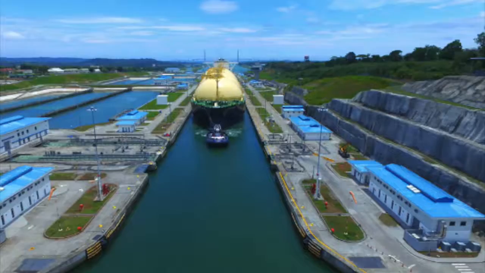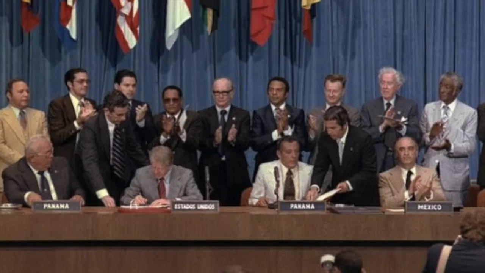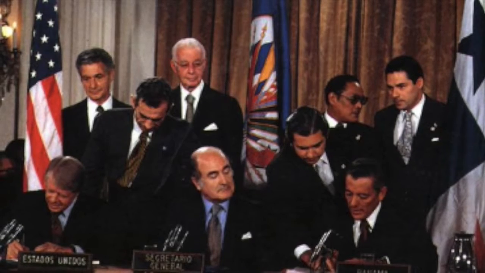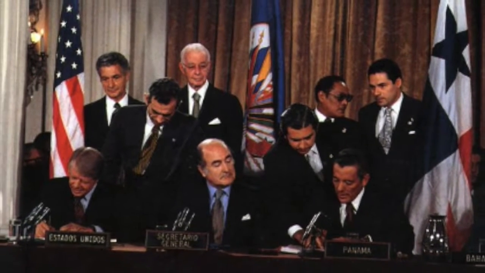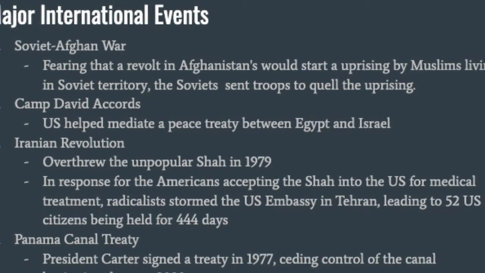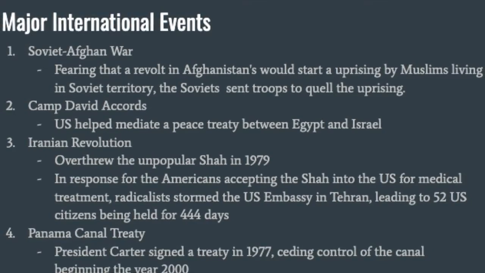The fourth major event that occurred was the Panama Canal Treaty, which was signed by President Carter in 1977, stating that the U.S. would cede control over the canal in the year 2000. And these are the major international events that occurred under President Jimmy Carter.